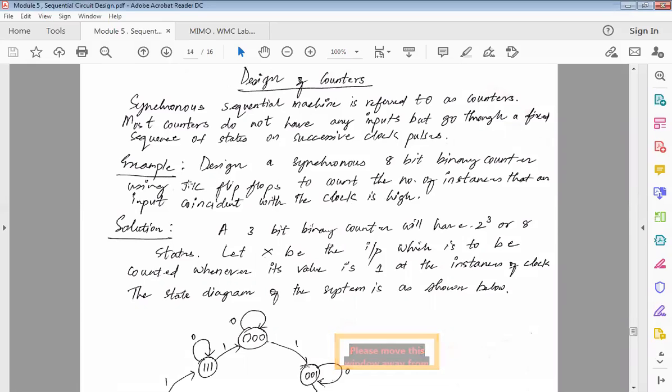Here we'll be studying synchronous sequential machines. These synchronous sequential machines are also called counters. Keep in mind that a synchronous sequential machine is also referred to as a counter. Synchronous happens only with a clock, only if there is a clock. Right. Then what's the sequence?